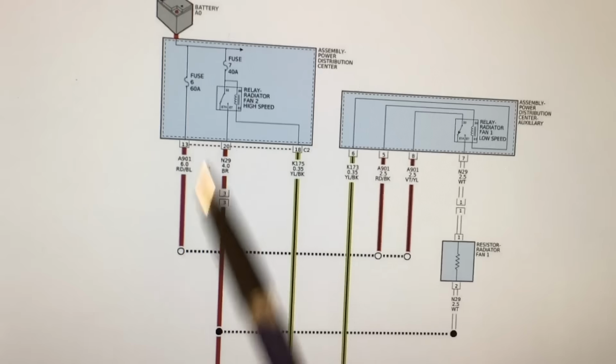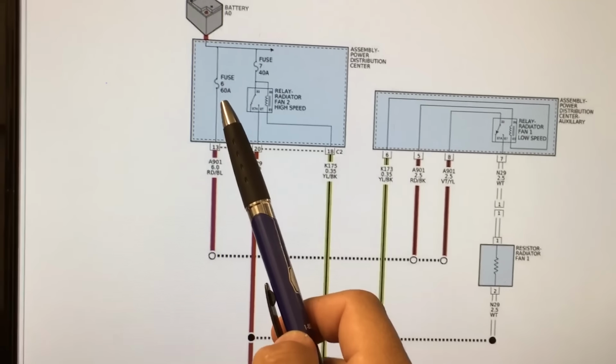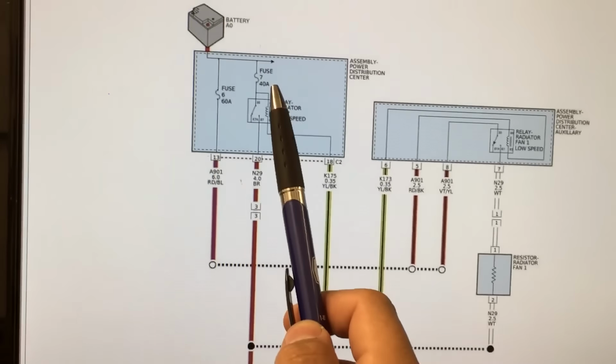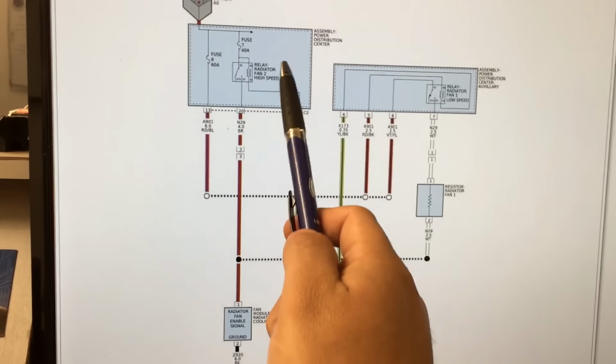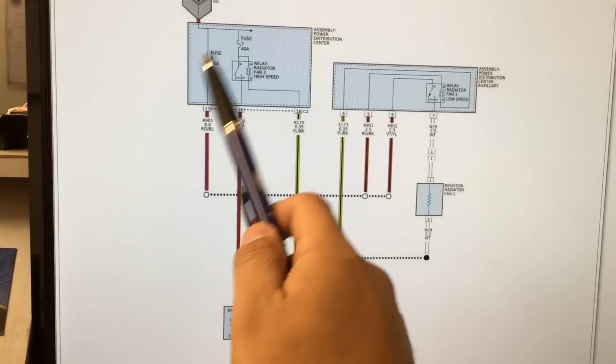Now there's two main fuses here that we should be checking. Fuse number 6, which is a 60 amp fuse, and fuse number 7, which is a 40 amp fuse. Now, according to the code description, it says cooling fan control circuit 2. I'm not sure if 2 is considered the high or the low. To be honest with you, it doesn't tell us in the code description whether it's for the high or the low speed. So I'm not really sure if it's missing a voltage here or here. So we just need to go under the hood. We need to locate this power distribution center, and we need to check both of these fuses.